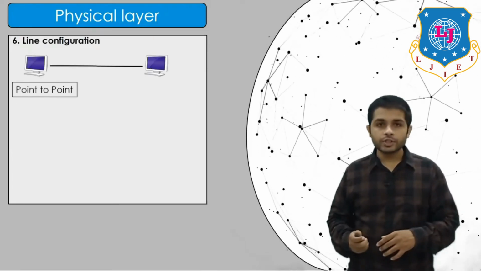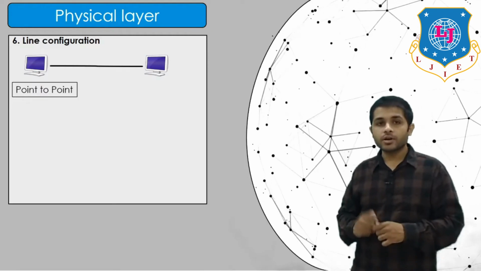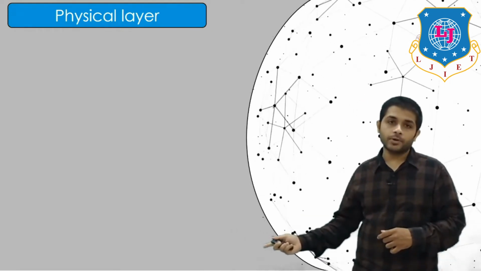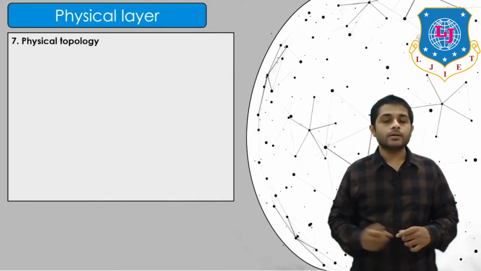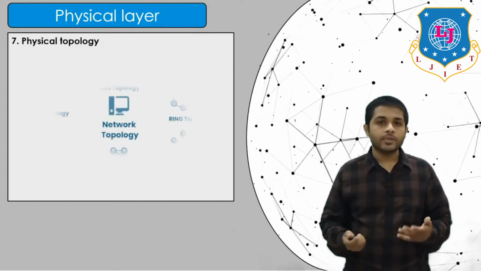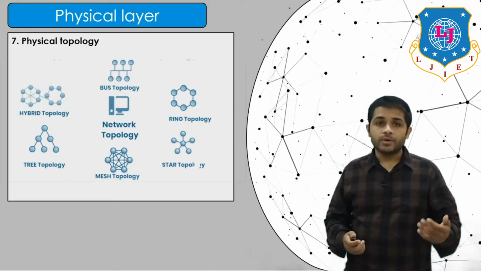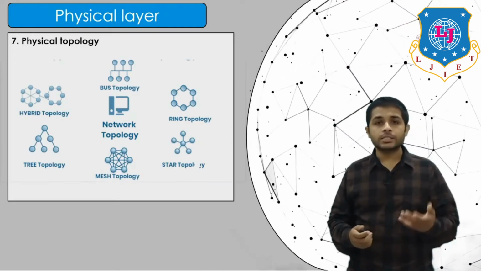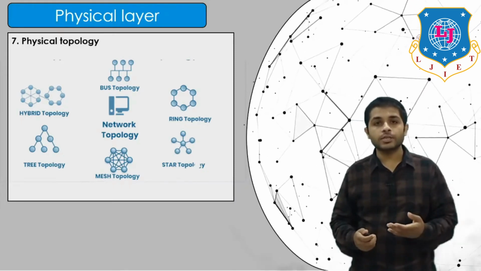Then there is line configuration. There are two types of configuration: the point to point and point to multipoint. After that, there are different topologies. There is bus topology, ring topology, mesh topology, star topology, hybrid topology, etc.